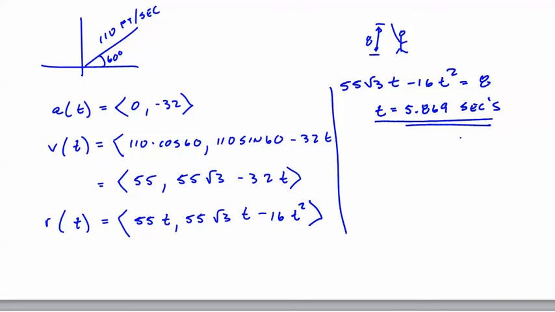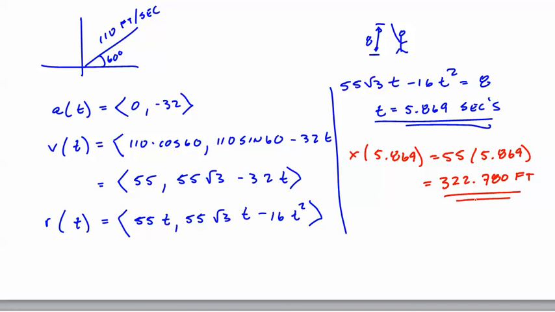And I get just a little bit less than 8, so yeah. And then you can say, how far away was it? Well, how far away is the x value, which is going to be 55 times, excuse me, I need some color in here, I'm going blind with this blue. And that's 322.780 feet. Notice the units pop back up when I actually answer.